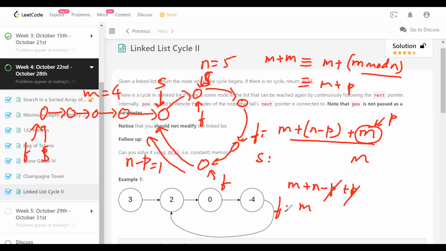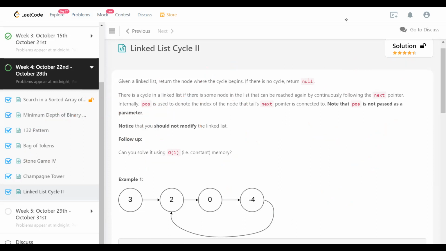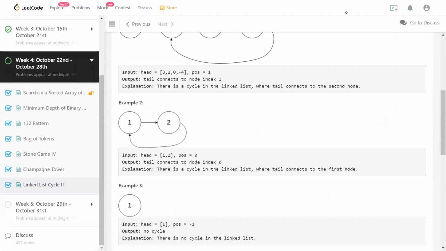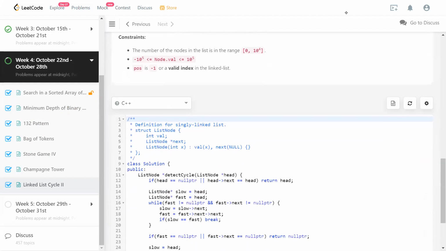The fast pointer is at a distance of m from the beginning, and the slow pointer is also at a distance of m from the beginning. That means both of them should actually meet at that point, and the point they meet at this time is going to be the beginning of the cycle, right? So I think this is going to solve it. Here we haven't taken anything more than constant extra space, and this works in linear time, which we can analyze a little later, right? I'll go to the coding part and then try to show you how it works, right?